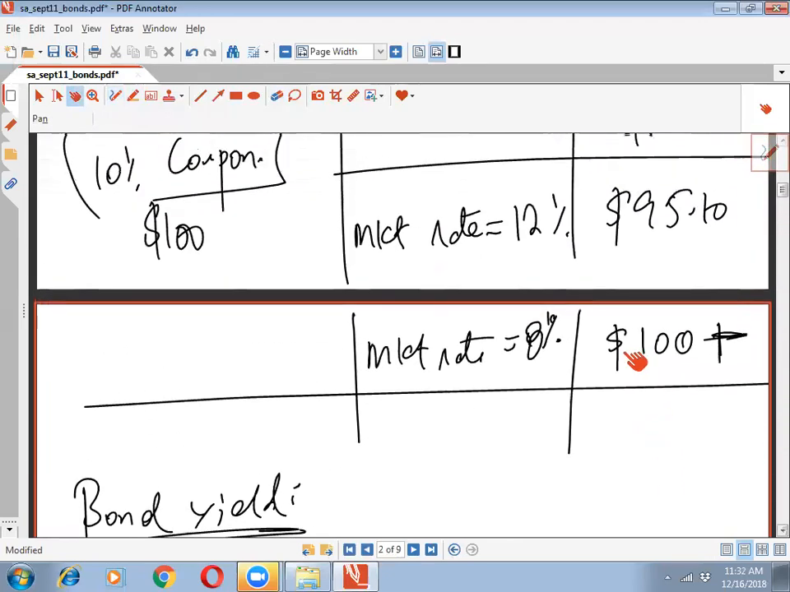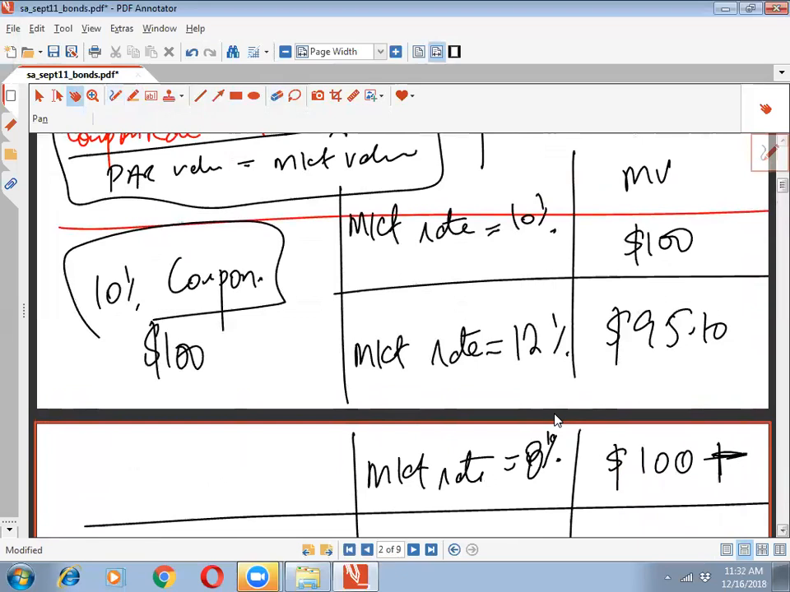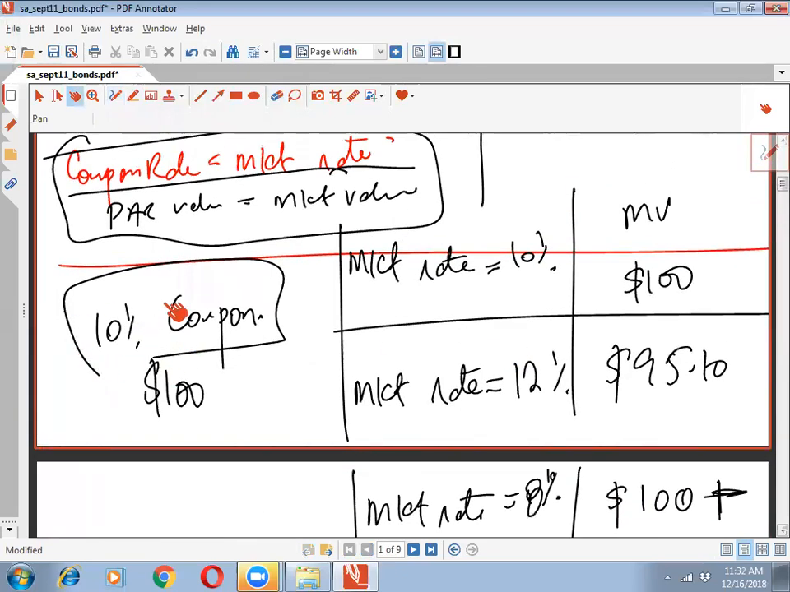Now, let's try to understand one more concept. We saw that if the bond is 10% coupon and the market rate is 12%, then the value of this bond is 95.1. What does this value of 95.1 indicate? It indicates that the investor will only be willing to pay $95.1 for this bond.